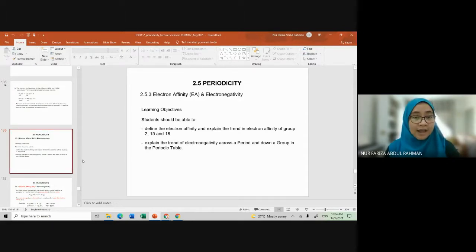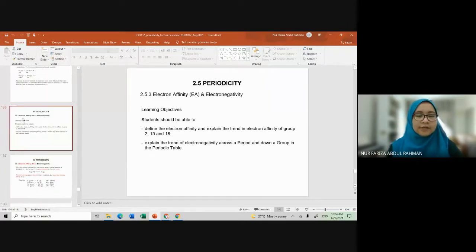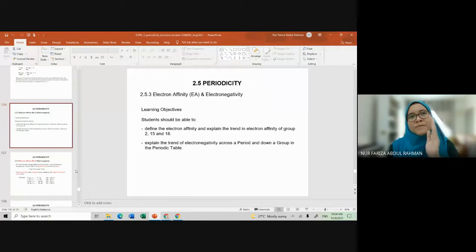The irregularities for ionization energy. So we have two anomalies, for group 2 and group 13, and then for group 15 and group 16. Okay, so basically it's for group 2 and group 15. It's due to the stability of the orbital.